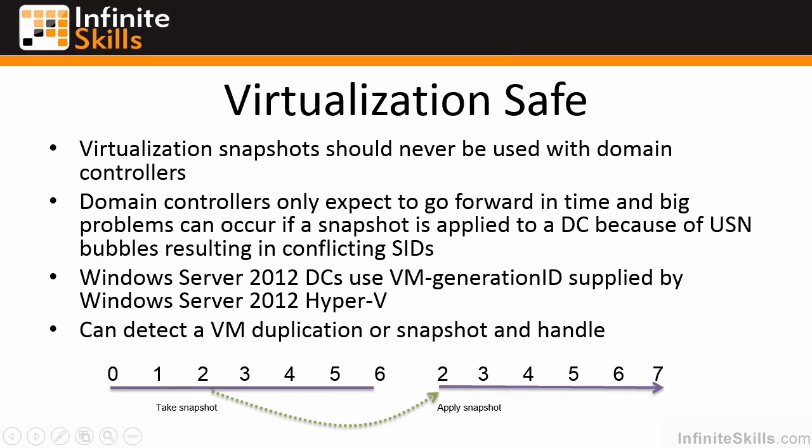But certainly the best practice does continue of do not use snapshots with domain controllers. Snapshot is a great feature for testing environments, for resetting a virtual machine back to a previous state so you can test things, but it should not be used in production environments, and certainly not with domain controllers. But if the worst happened, if it was done accidentally, at least now in Windows Server 2012, you're actually protected from any risk of problem. This concludes the lesson on virtualizing domain controllers with Windows Server 2012 Hyper-V.